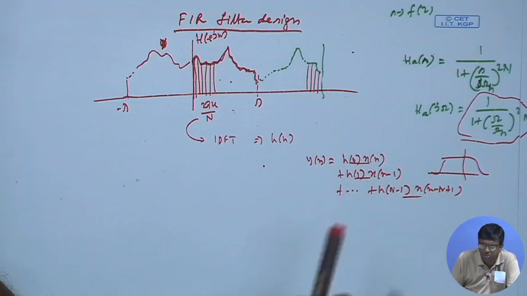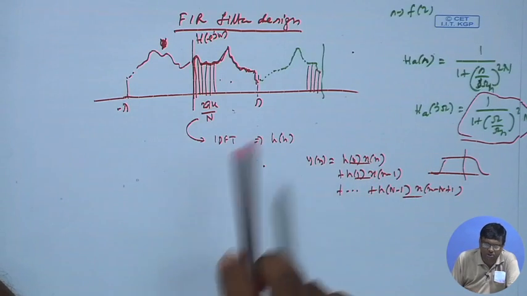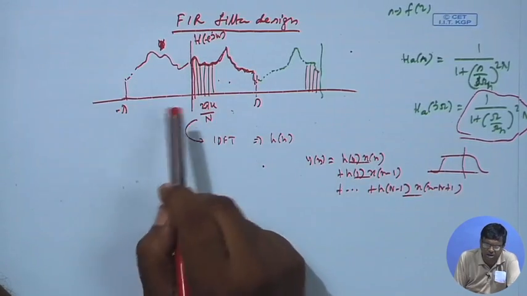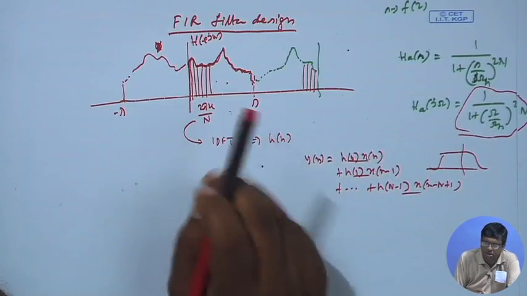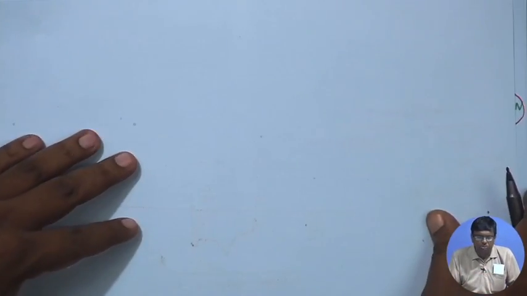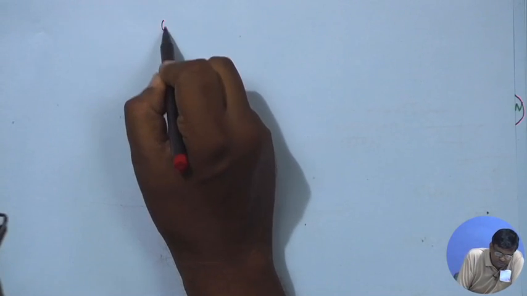So, this is one price you have to pay, but then here you have the advantage that you can construct a filter whose frequency response can match any arbitrary kind of frequency response, something that is not guaranteed in the case of IIR filters. In this class, we will consider FIR filter design by a very popular technique called windowing technique.